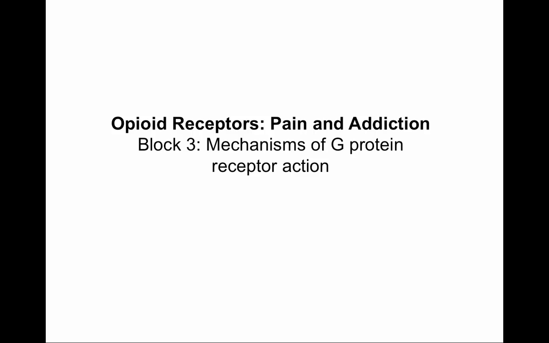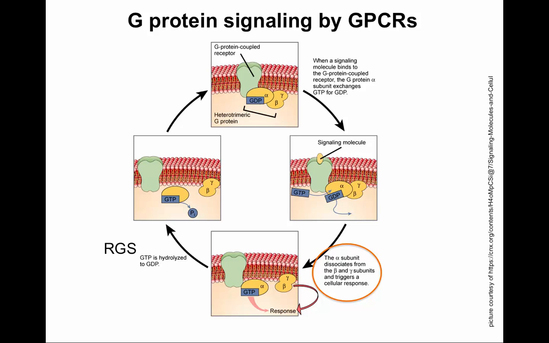In this video, we'll review the mechanisms of G protein receptor action using the opioid receptors as an example. GPCRs are called GPCRs because they couple to a G protein complex composed of alpha, beta, and gamma subunits.